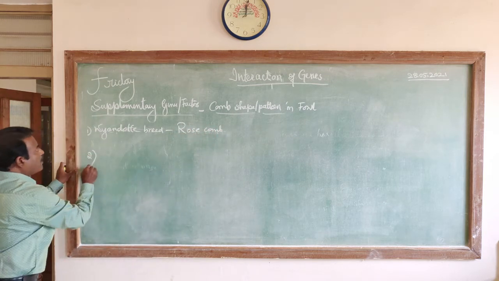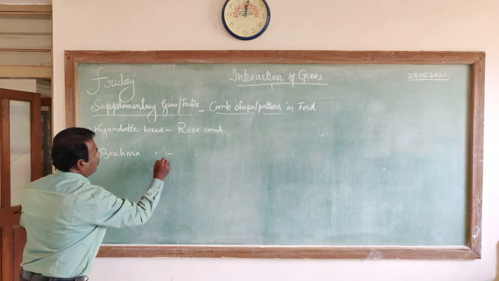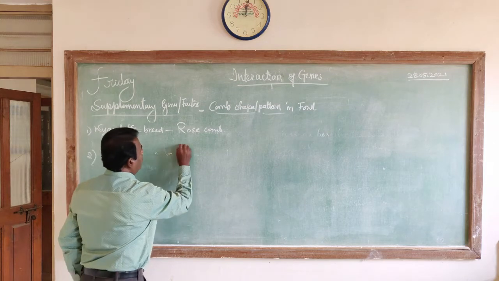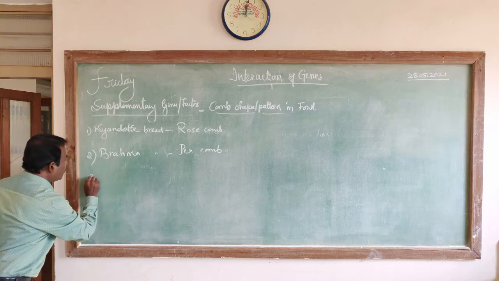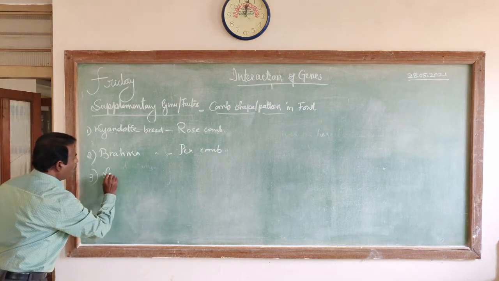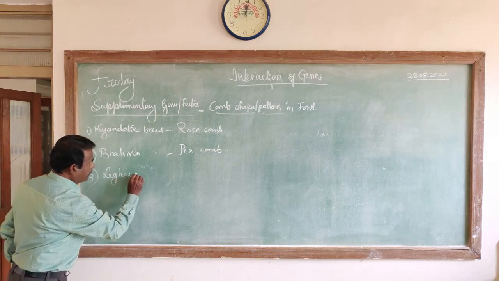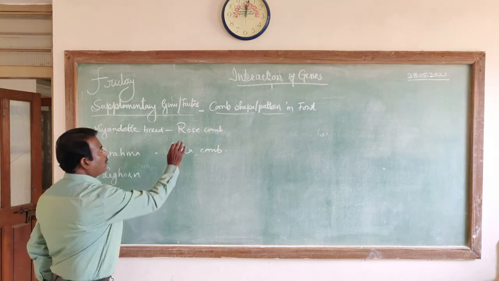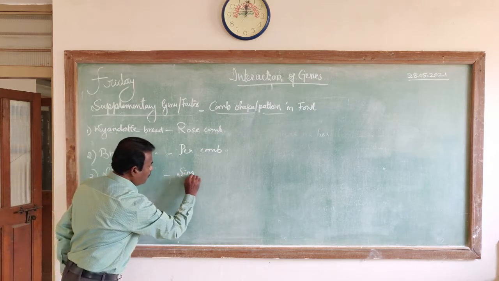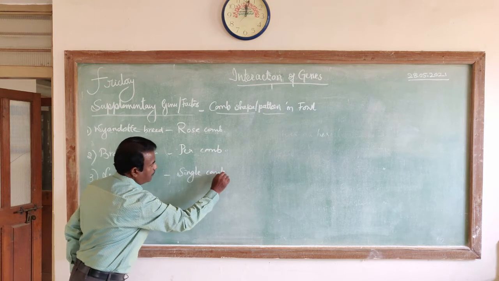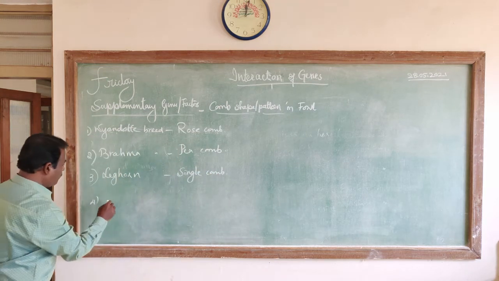Then one more example, let us take a Brahma breed. We find a pea comb. Then one more example, that is Leghorn. You must have studied white Leghorn breed. In this case we find not rose or pea comb type. It is different, called single comb.